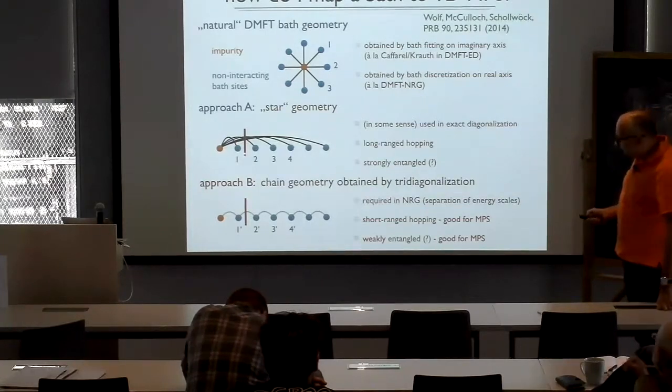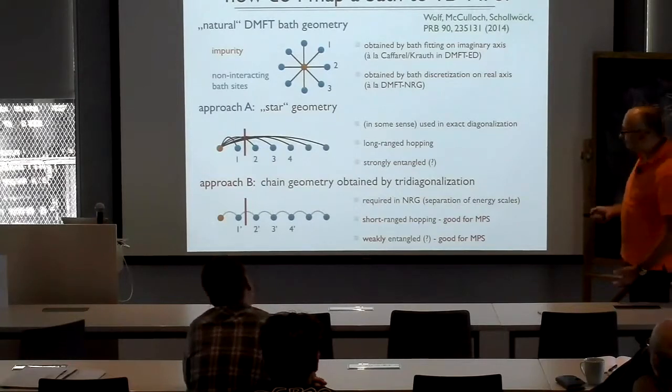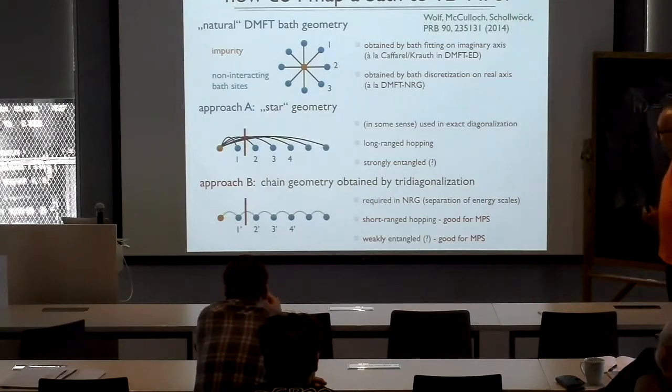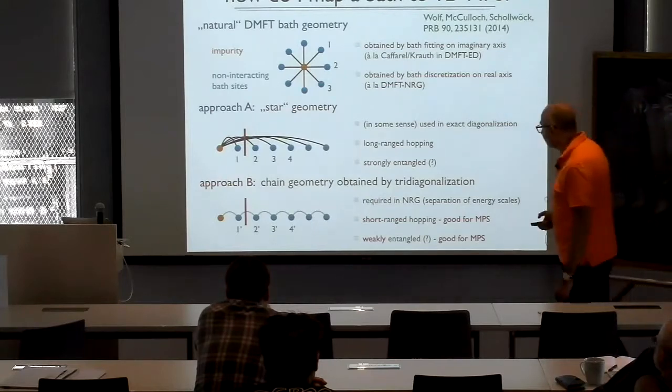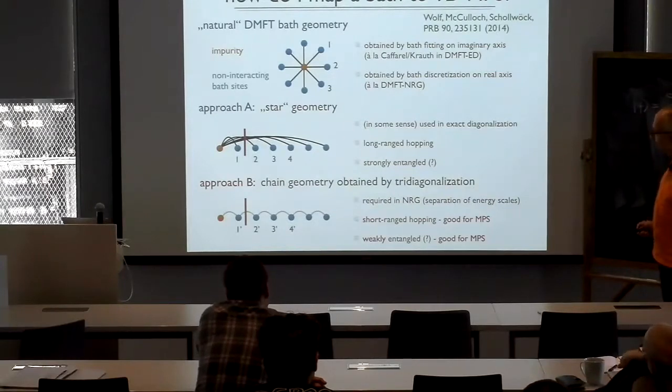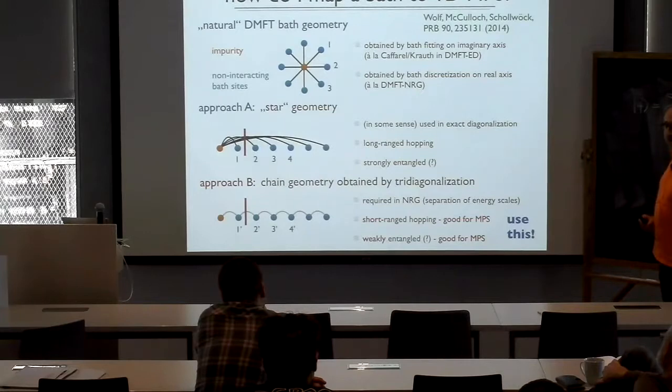And then you would, of course, argue, well, I make this bipartition cut, that should be really strongly entangled. That's what I showed you in the last slides. You cut lots of these things and it's more strongly entangled. But what you also could do, and what you have to do in NRG to get hold of your separation of energy scales, is the tridiagonalization. Then you obtain a chain where there's only nearest neighbor hoppings, which is nice from the MPS perspective because first of all, it's easier to implement short-range hoppings in the Hamiltonian operator, and that should be weakly entangled. So use this. This is what everyone had been doing.